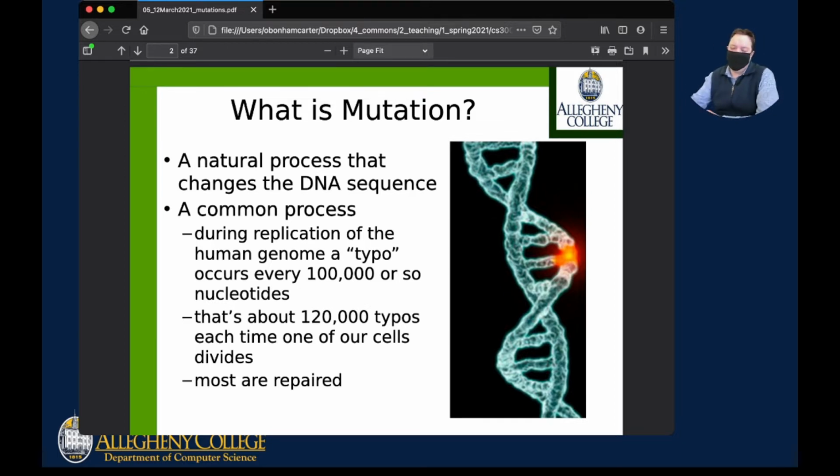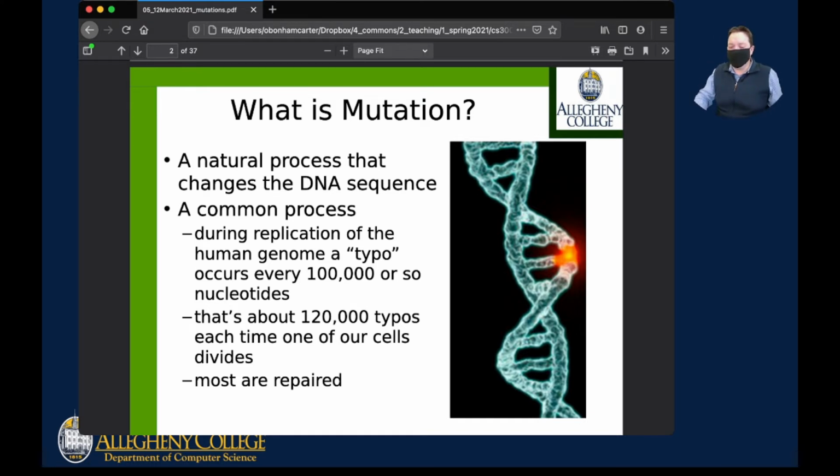And so you can see that's a fairly regular thing that's going to happen. So here's another interesting statistic. It says about 120,000 typos every time one of our cells divides. So you're basically thinking about these mutations happening fairly regularly, and that's just a fact of life.